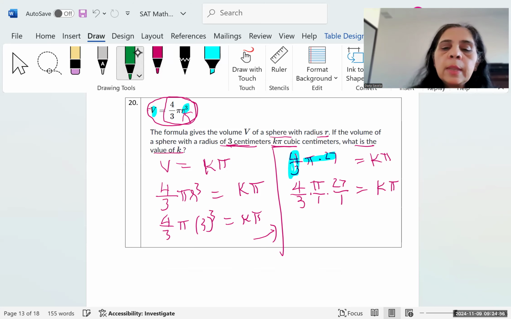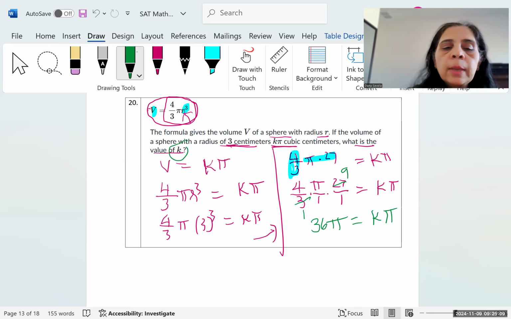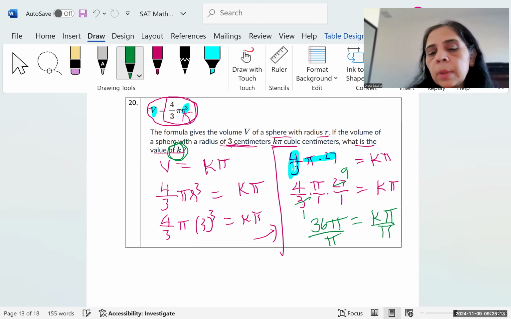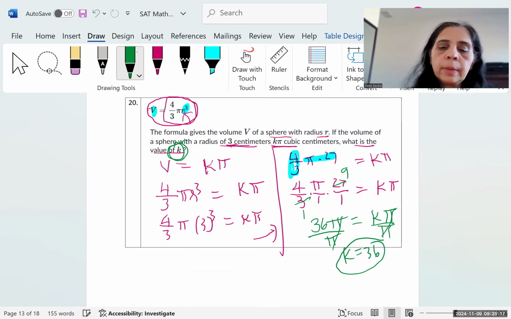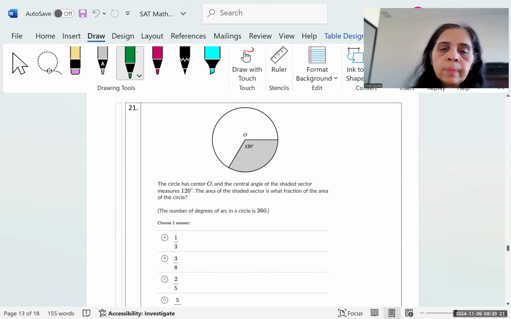Now I can see 3 times 9 is 27. So 4 times 9 is 36 pi. And we are looking for the K value, so we divide by pi. So K equals 36. Okay. Number 21.